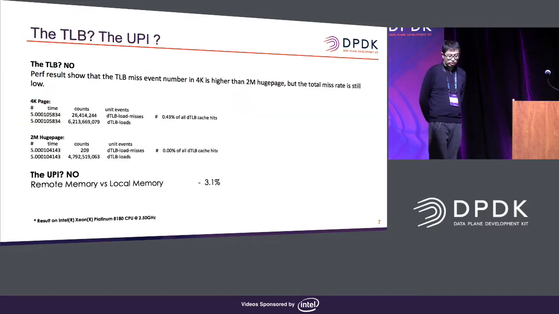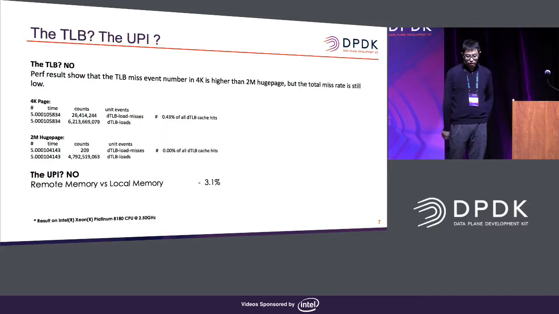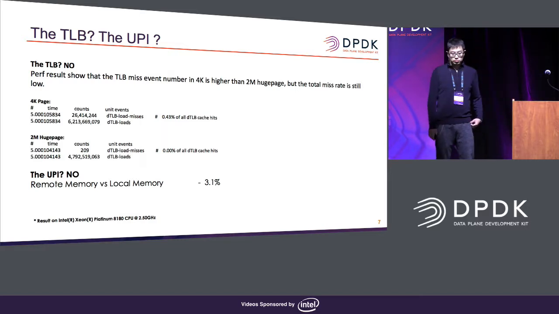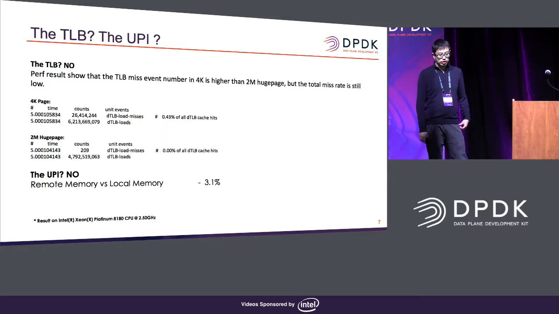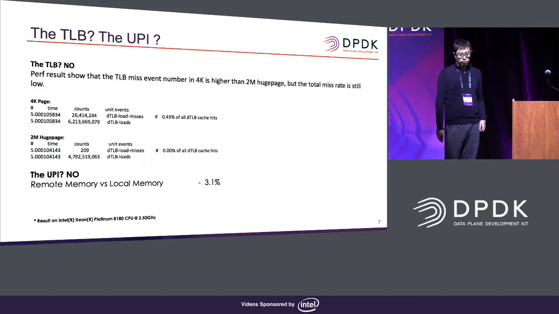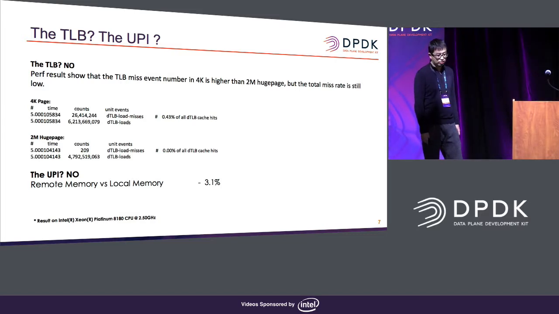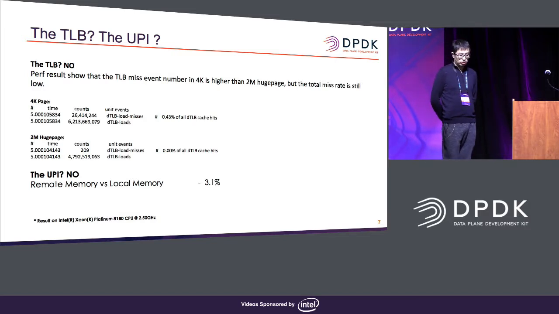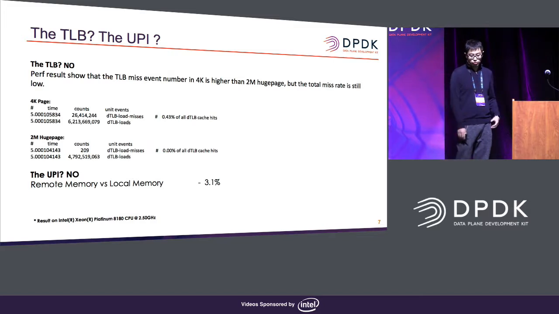So first, let's check the TLB in this test scenario. We can see that the DTLB miss event number in 4K page is much higher than 2 meg huge page, but the total miss rate is still low. So we think that the TLB is not the bottleneck in this test scenario. Also, we checked the UPI. We tried it on the Intel latest Xeon processor, Platinum 8180. We only see around 3% performance drop if we use all remote memory.